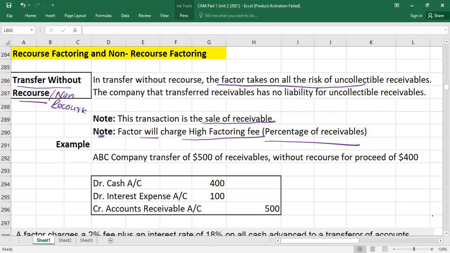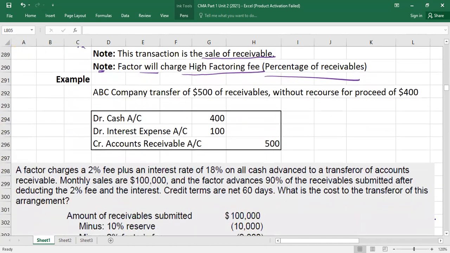Understood? Then guys, let's have a look at how it will work with a small example, because at the end I will tell you how an exam question will be tested. So they're saying ABC company transfers $500 of receivables without recourse for a proceed of $400. Why is the amount 500? It is a without recourse agreement. It means it's a sale of receivables, but you are going to get cash of 400 today. The 100 you are not going to collect ever in future.